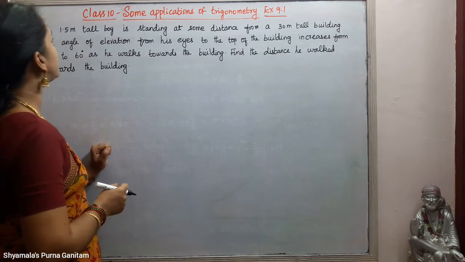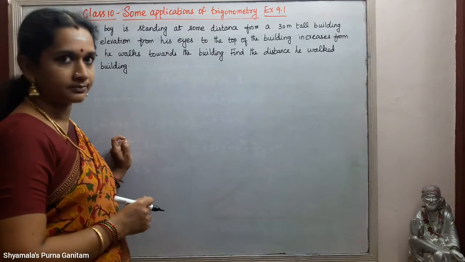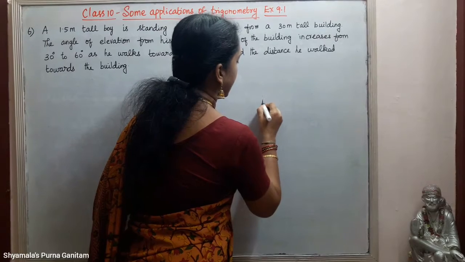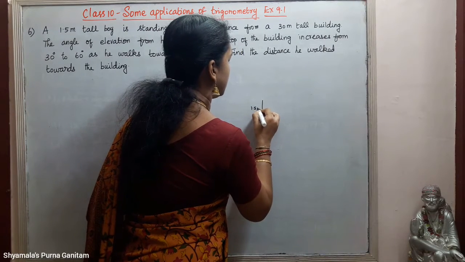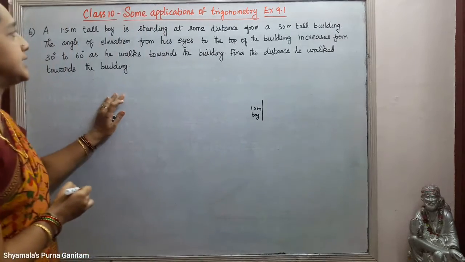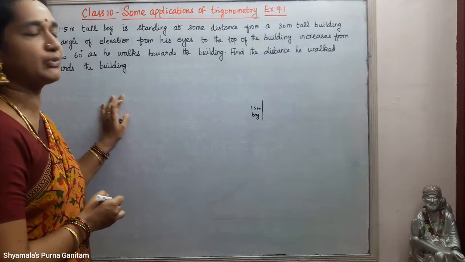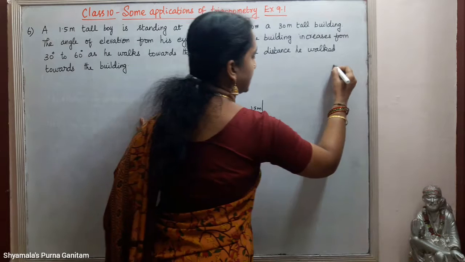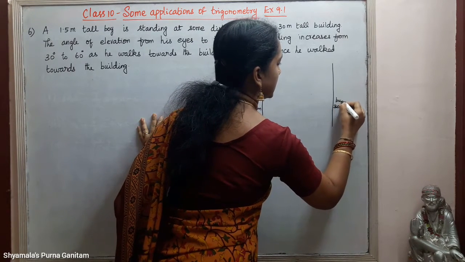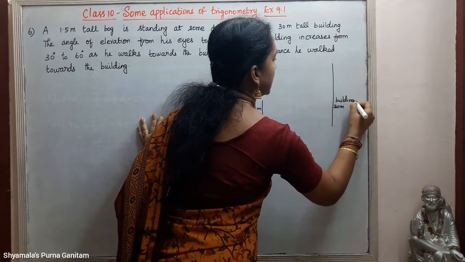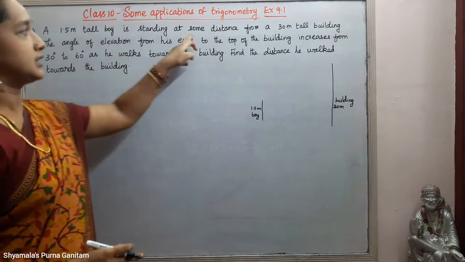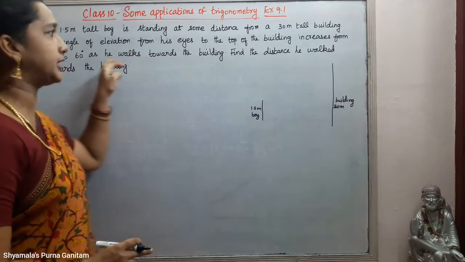So, a 1.5 meter tall boy. Here a tall boy is there, and the height is given as 1.5 meter. He is standing at some distance from a 30 meter tall building. So, a 30 meter tall building is there, and he is standing at a distance away from that building.